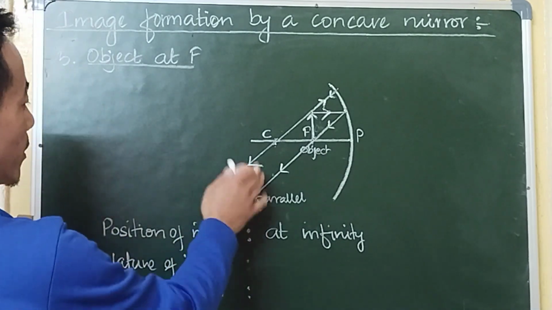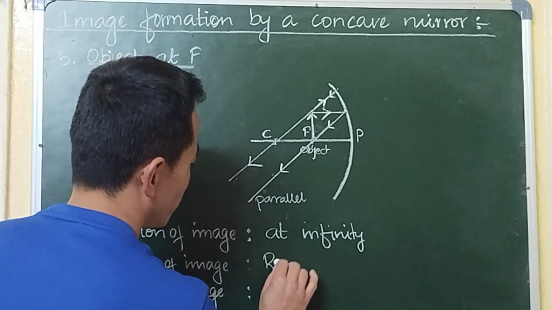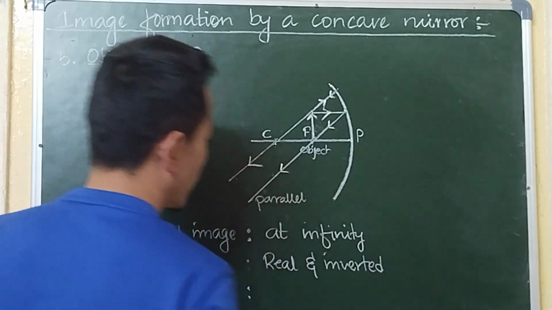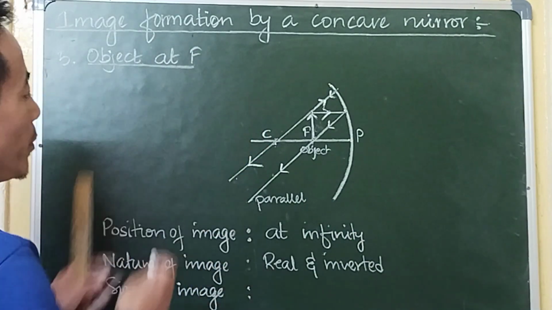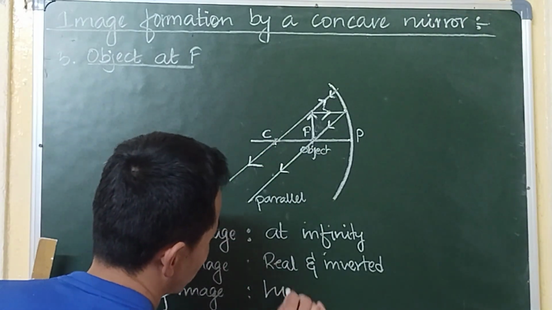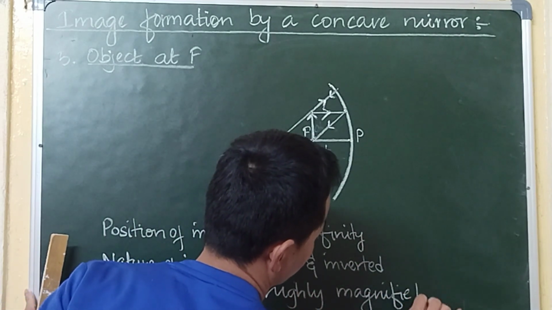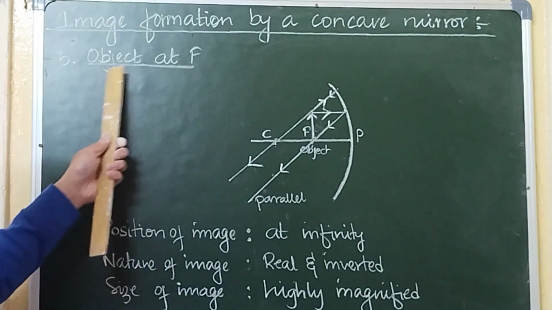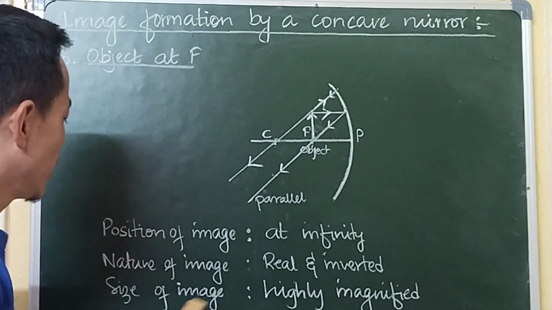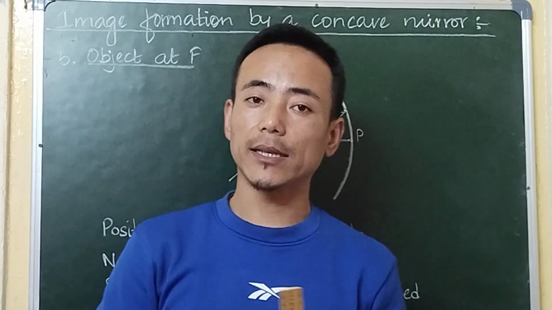Now if you look at the nature of the image, since we are considering that the two rays will intersect each other at infinity, the image formed should be real and inverted here. Now if you look at the size of the image, it will be very large as compared to the object. So here you can write the size of the image will be highly magnified. So wherever we have the object at focus, the image is formed at infinity, nature will be real and inverted, and size of the image will be highly magnified. So this is the 5th case that we have done.